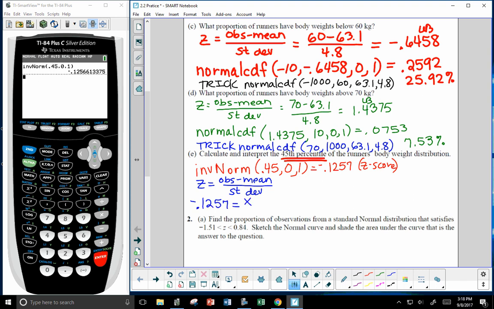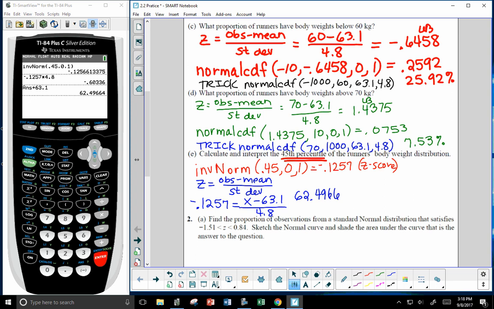So we would say, and it does say interpret, so we would say that about 45% of runners are below a weight of about 62 kilograms, or let's do 62.5 because we don't want to lose that much of the weight there. So about 45% of runners are below a weight of 62.5 kilograms would be a good interpretation of that.